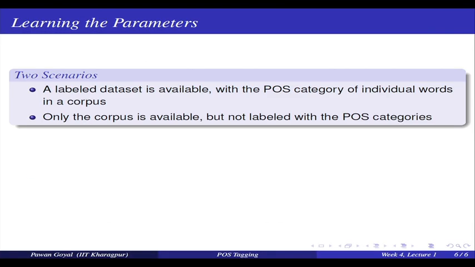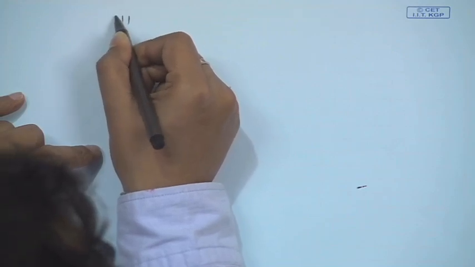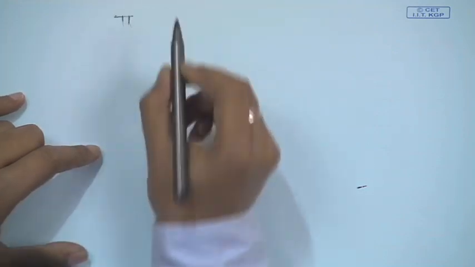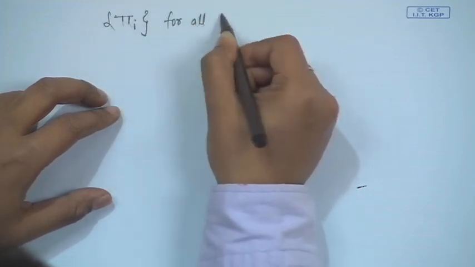Now, coming to the point of learning the parameters. What parameters do we need in this hidden Markov model? We need three different parameters. First, we need the probability of starting the sentence. In the language of HMM, that is the pi: what is the probability that a particular tag or state starts the sequence. So I want this probability pi_i for all POS tags.